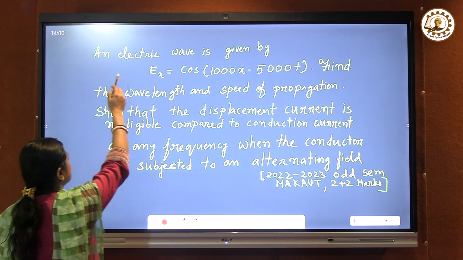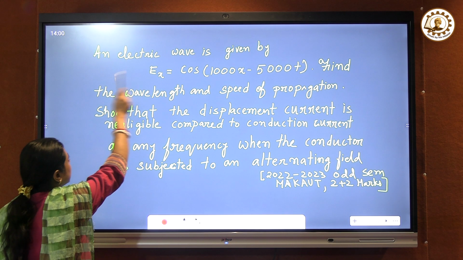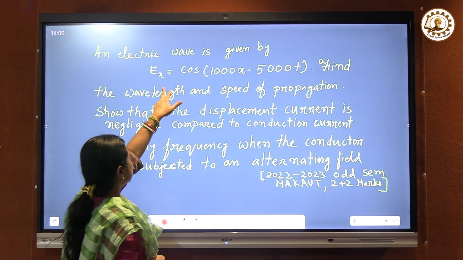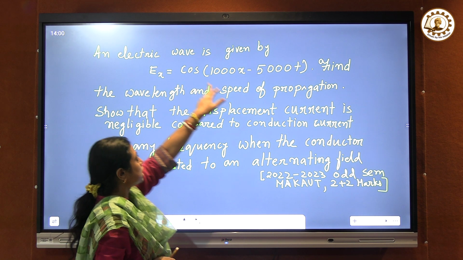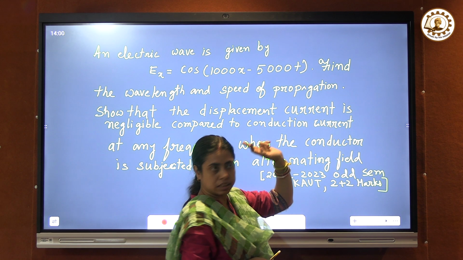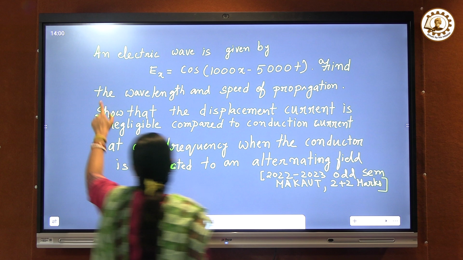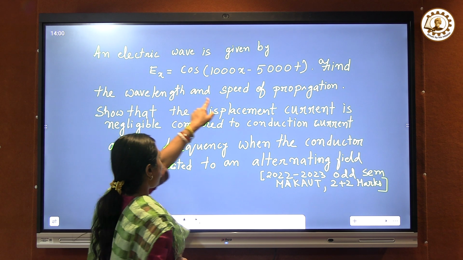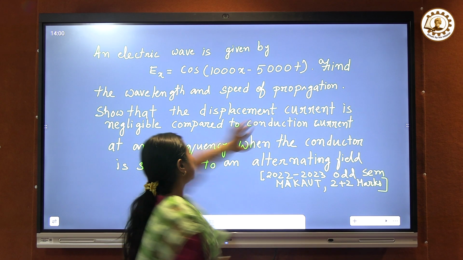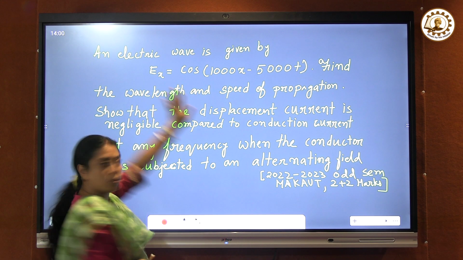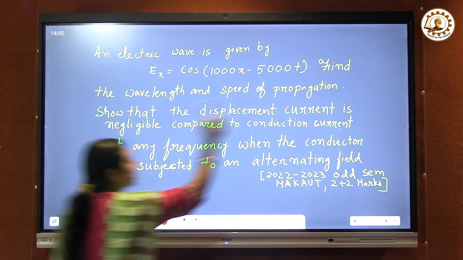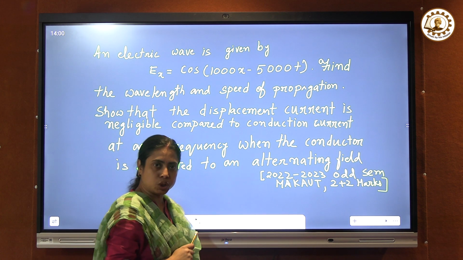The question is: an electric wave is given by Ex equal to cos(1000x minus 5000t). Find the wavelength and speed of propagation. This is the first part of your problem, where they ask to calculate the wavelength and speed of propagation.